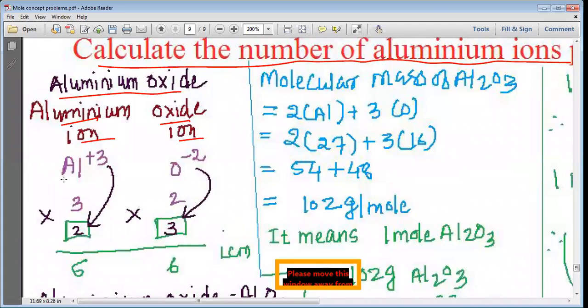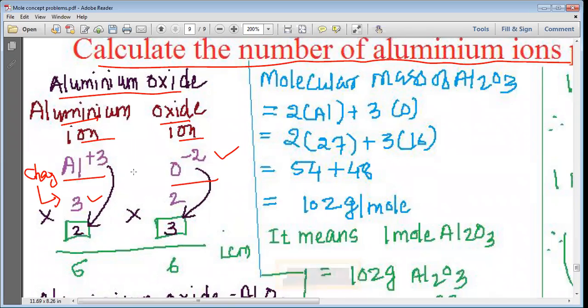For aluminum ion, we can write Al plus 3, and for oxide ion, we can write O minus 2. Now we can write the charge. For aluminum, the charge is 3, and the charge on oxygen is 2. Then we take the LCM. The LCM between 3 and 2 is 6.